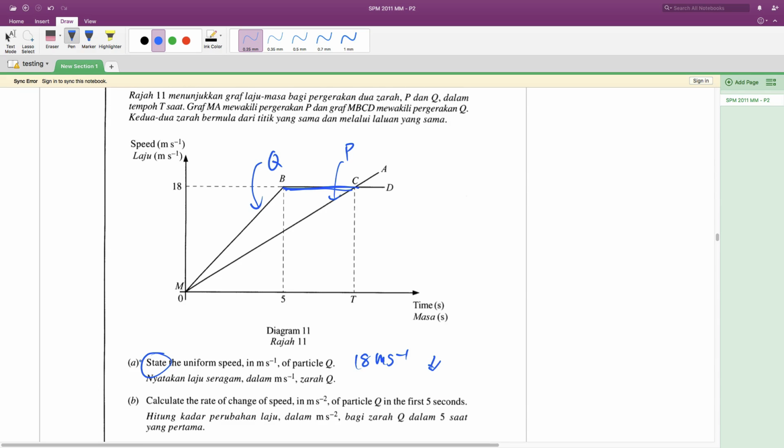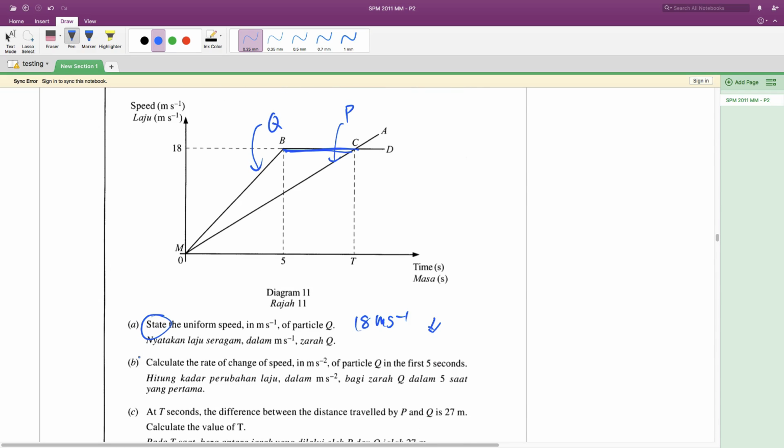Whenever the question asks about state, you just need to write without any working. Calculate the rate of change. Whenever you see the rate of change of speed, it actually means gradient. So they want the gradient for the first 5 seconds for particle Q. I ignore P first because now they say Q. So for the first 5 seconds, they ask for this gradient. In order to find the gradient, normally I will take two coordinates. This coordinate is 5, 18, and the other coordinate is 0, 0. Then to find the gradient, I will say rate of change of speed.